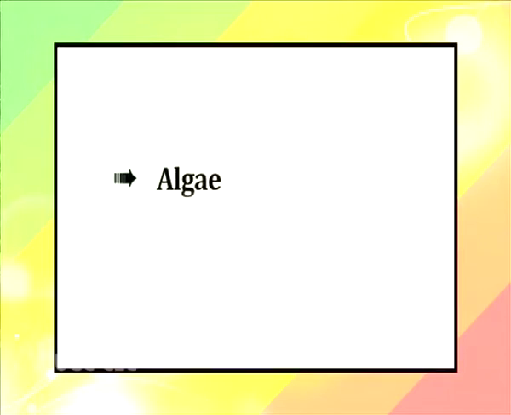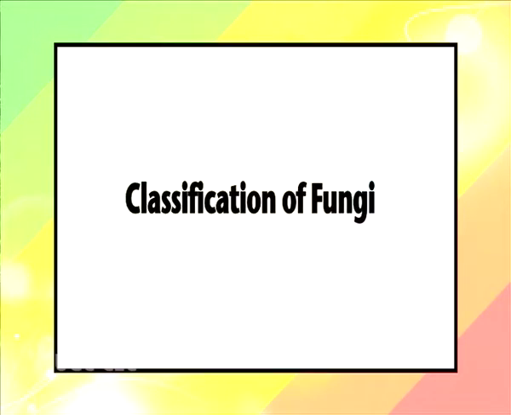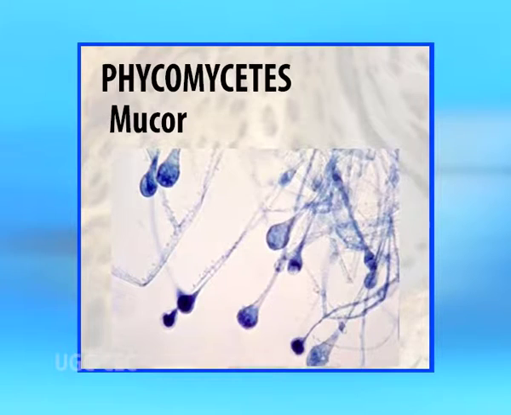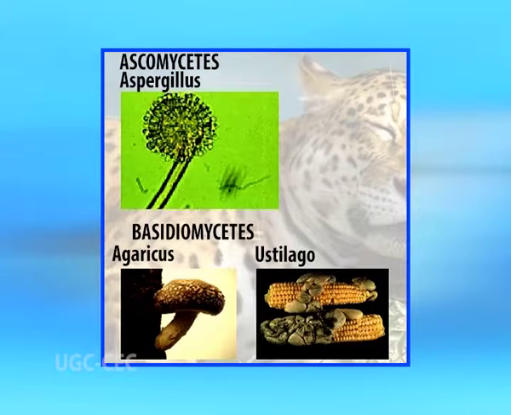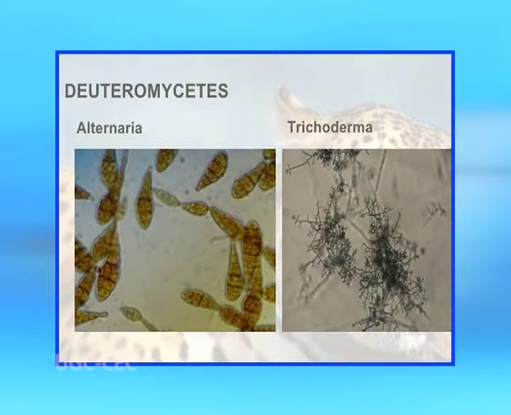Some fungi show symbiotic association with algae or cyanobacteria forming lichens. Some other fungi show symbiotic association with the roots of higher plants forming mycorrhiza. Now the classification of fungi. The major classes of the kingdom fungi are phycomycetes, ascomycetes, basidiomycetes and deuteromycetes.